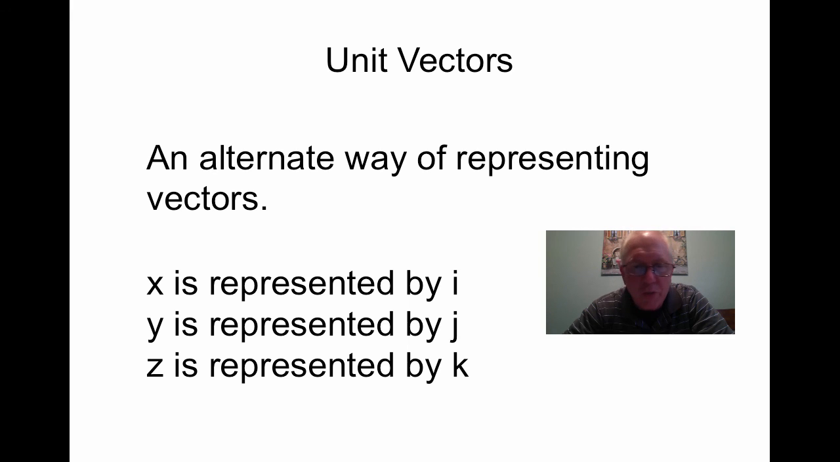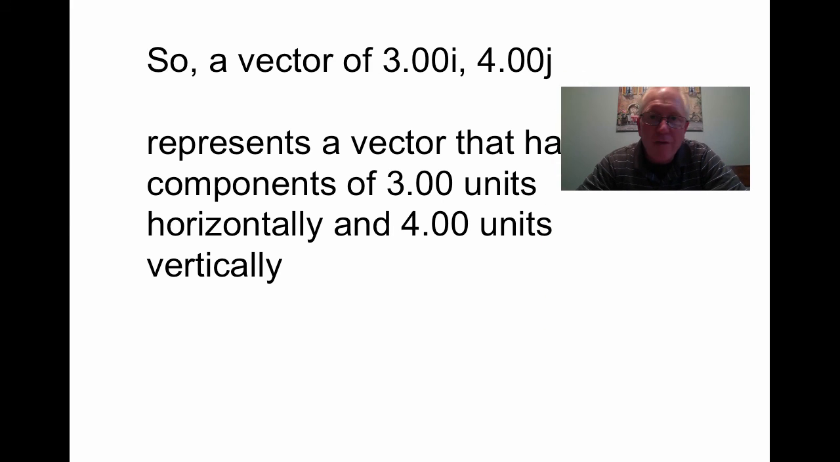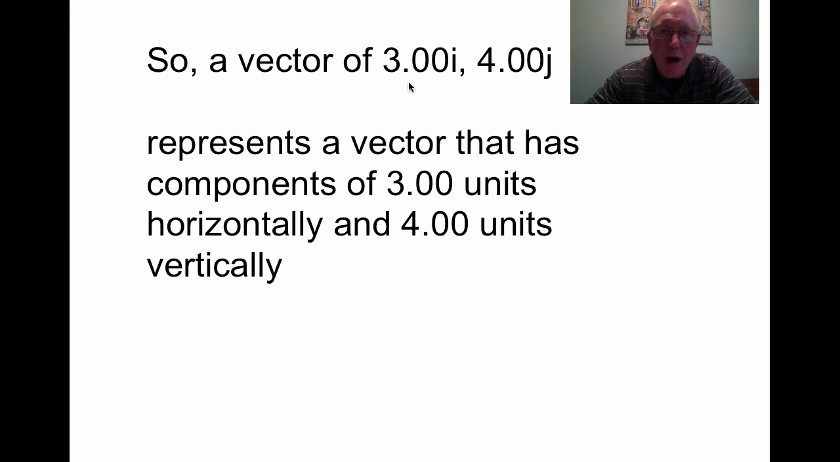So what does this mean to you? If you have a vector of 3.0i and 4.0j, that just means horizontally it's 3.00 and vertically it's 4.00. It's that 3, 4, 5 triangle in the end that we talked about. So that's the idea of this one: 3 units horizontally, 4 units vertically.